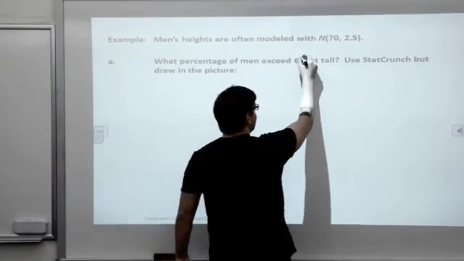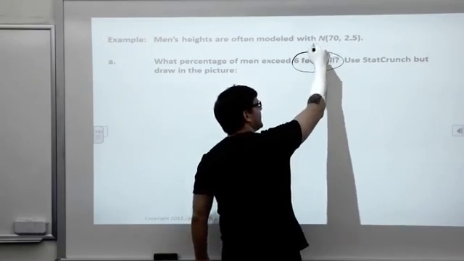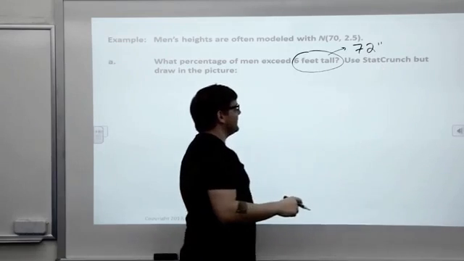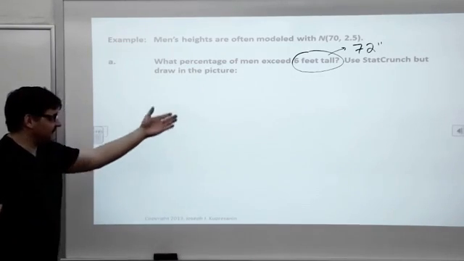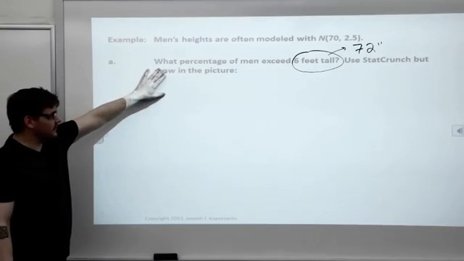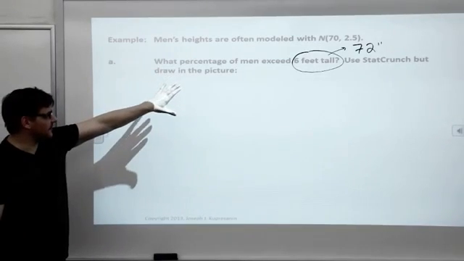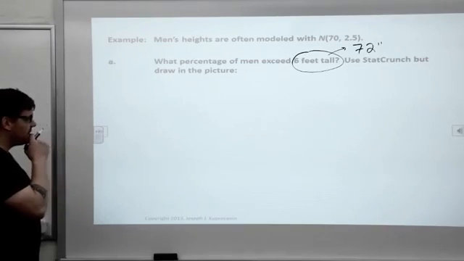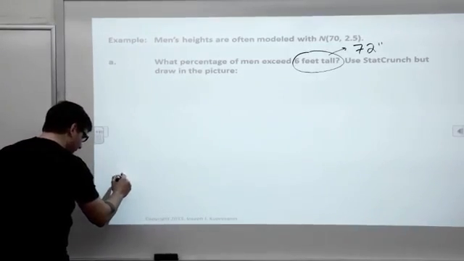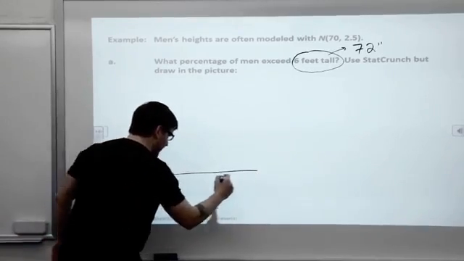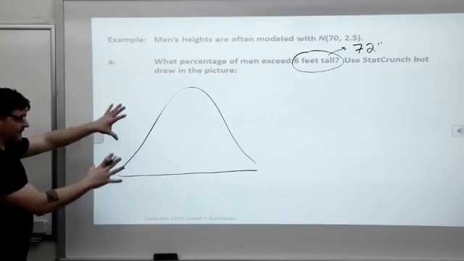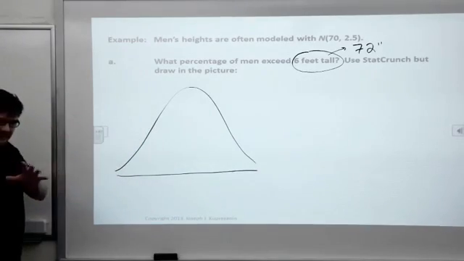So first thing, we do need to convert 6 feet over to inches because the normal model is given in inches. And it's early in the morning, but I do believe 6 feet is 72 inches. So we're looking for the percentage of men who are taller than 72 inches. All right, so draw in the picture. I'll put it here on the main board, and then I'll erase it when we go to StatCrunch. One skill that you need to have is to be able to draw this independently of having StatCrunch pulled up.